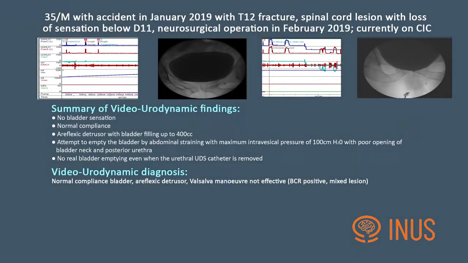So this patient has a mixed spinal cord lesion after fracture of T12. He shows a flaccid paresis of the detrusor combined with a non-relaxing sphincter, clinically going along with a positive bulbocavernosus reflex. Bladder emptying by Valsalva or Credé maneuver is therefore impossible and intermittent catheterization is needed.